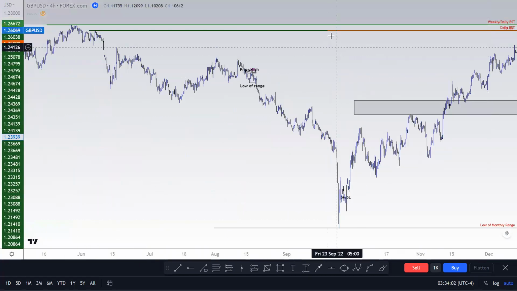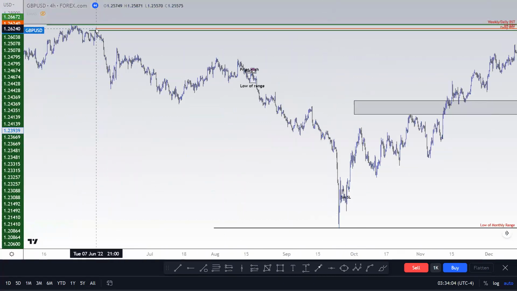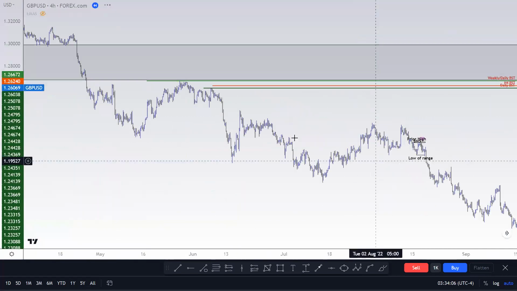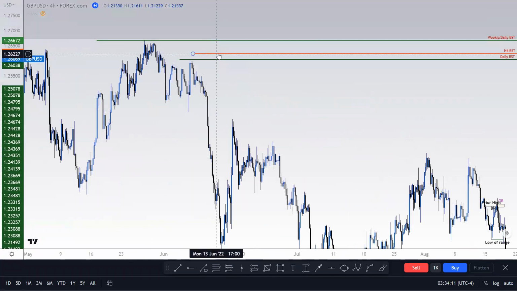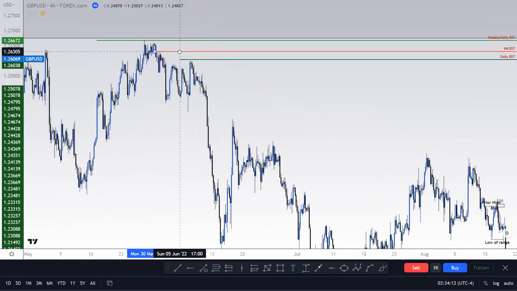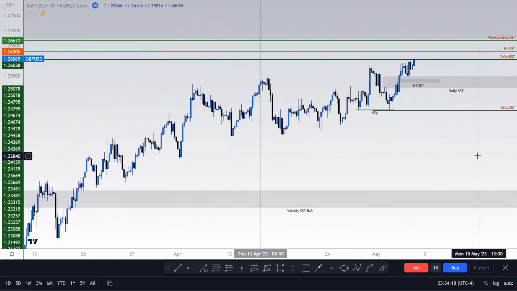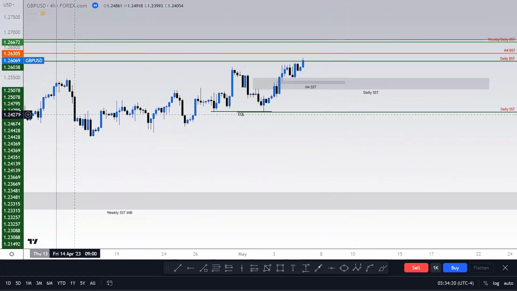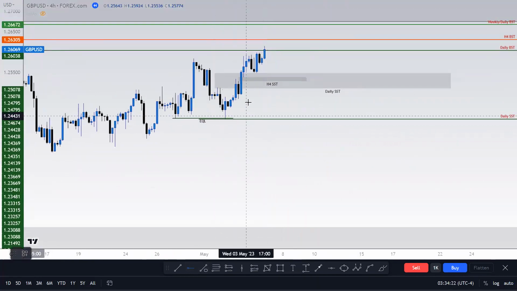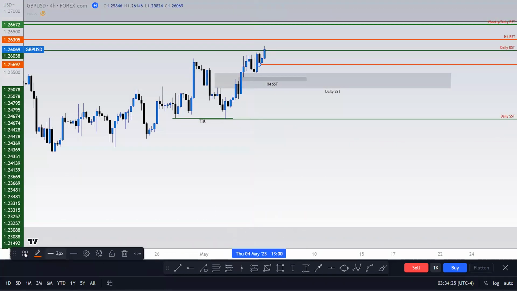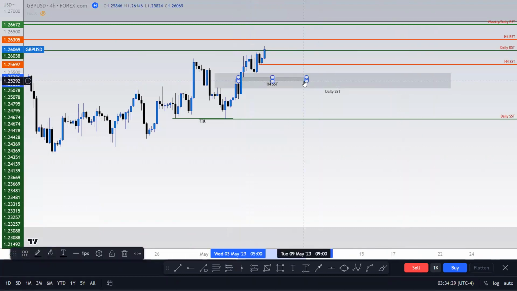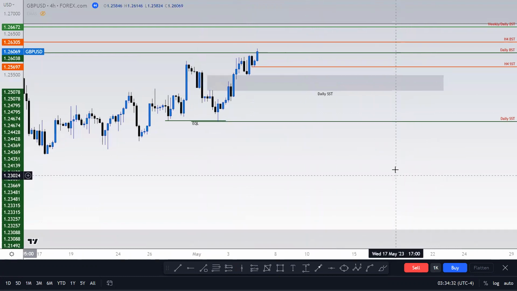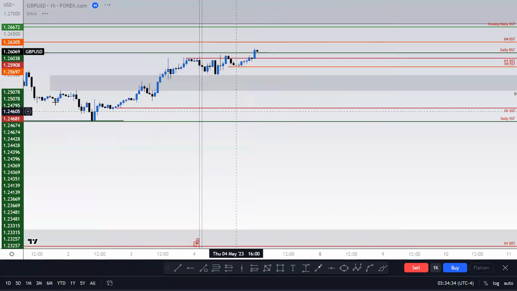So you have to have gone quite a few days back to see that next draw on liquidity. So the next draw on liquidity on the 4-hour was going to be the swing high right here. And the next draw on sell side liquidity on the 4-hour is going to be the swing low down here. Okay. So going to get rid of this. I'm going down to the 1-hour time frame.